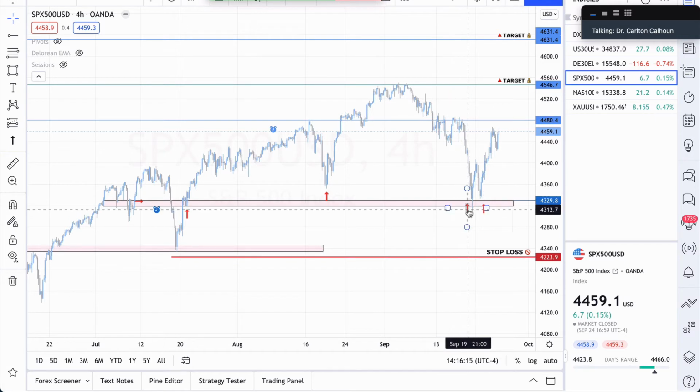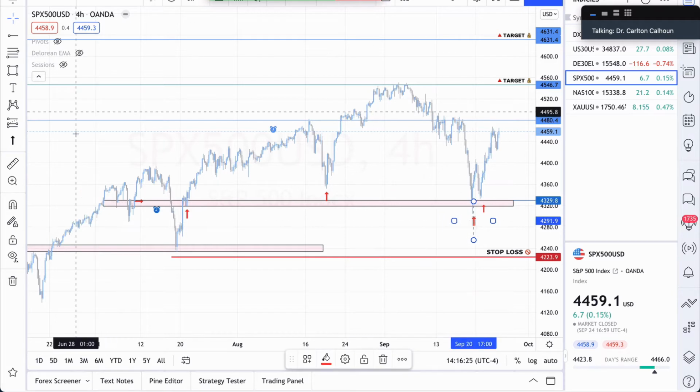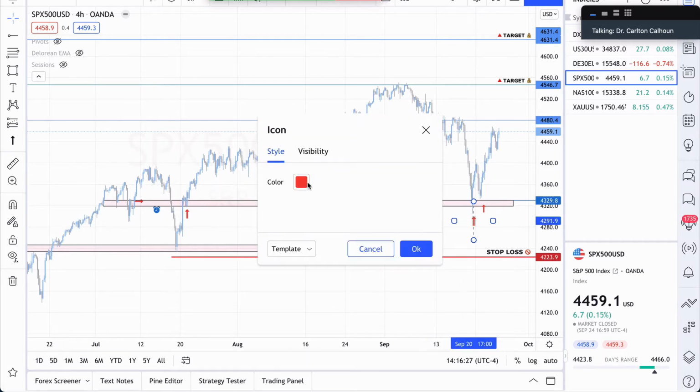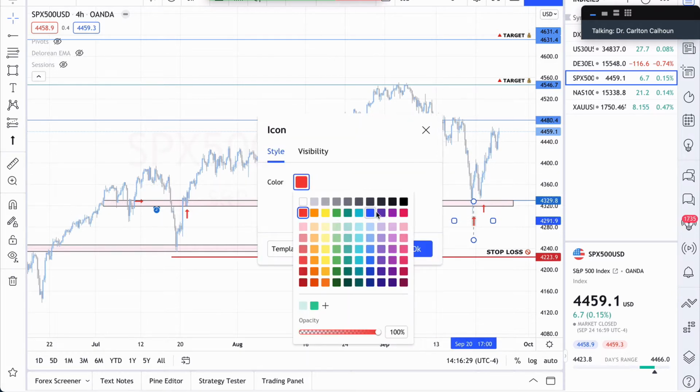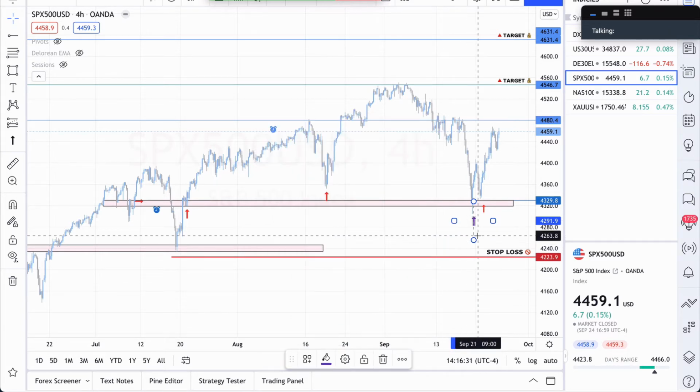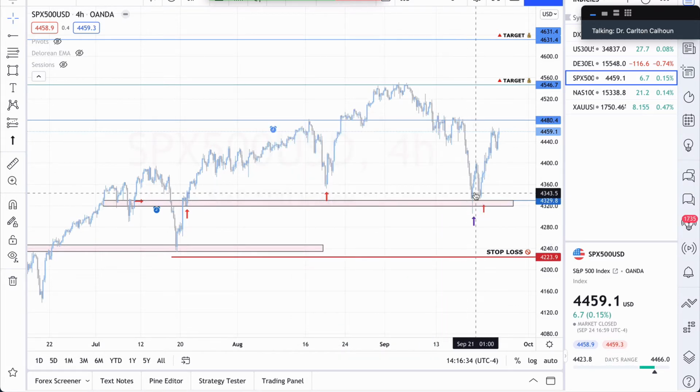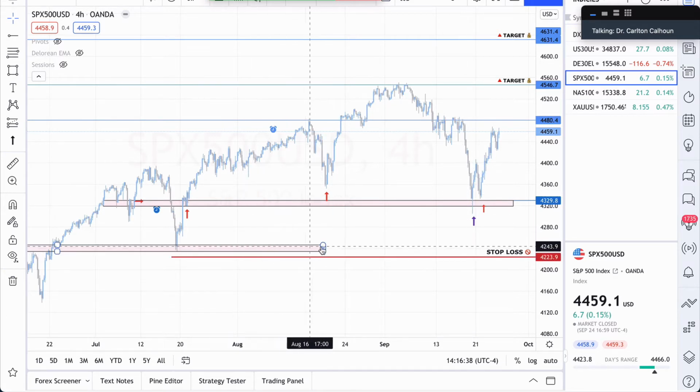My entry was right here. Let me move you. There you go. My entry was right here. Let me change this to blue. Because this is the zone I entered, my stop loss is just below the previous zone.